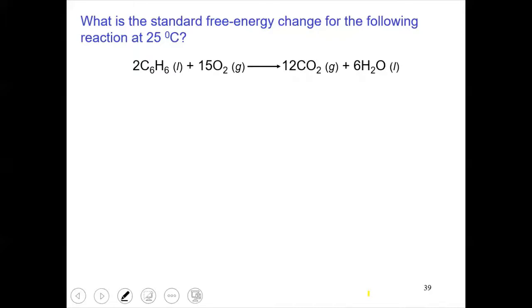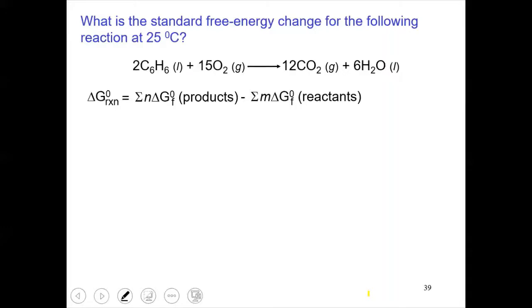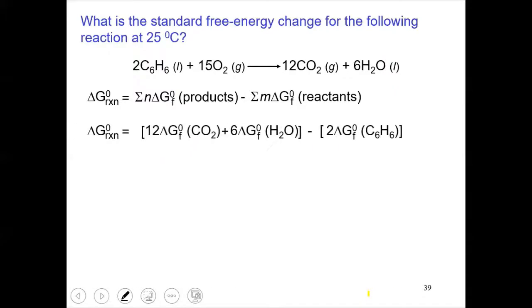So again, let's go over our strategy. Remember, to calculate the standard free energy change for the reaction, or the standard free energy of reaction, we have the products minus reactants. Let's see what the products are. We have CO2 and we have H2O. Got to be careful because the H2O here is liquid. And we have to take whatever the standard free energy of formation is, multiplied times the stoichiometric coefficients.